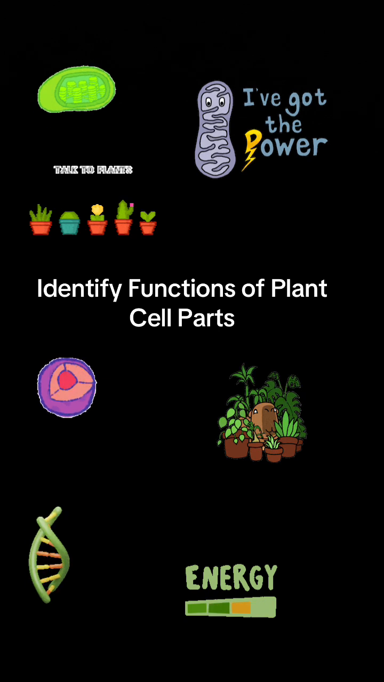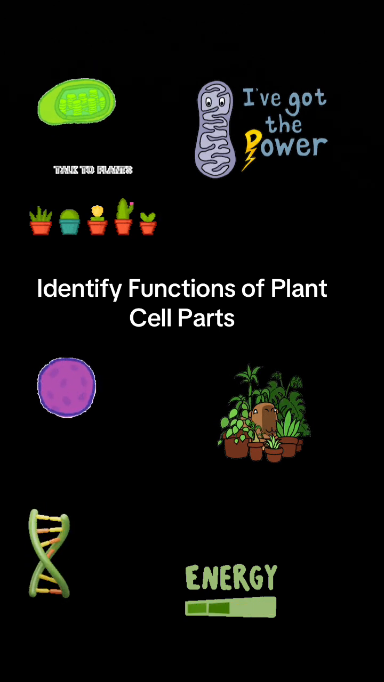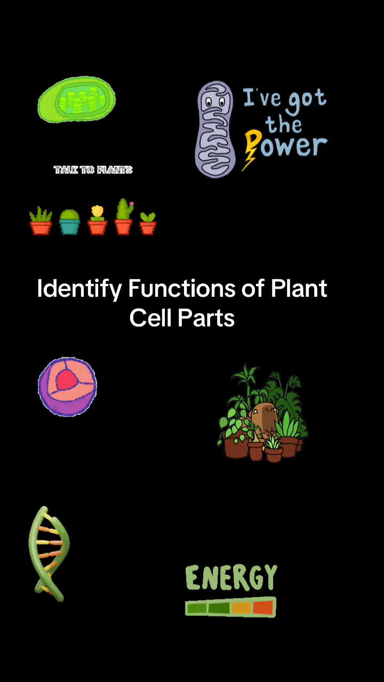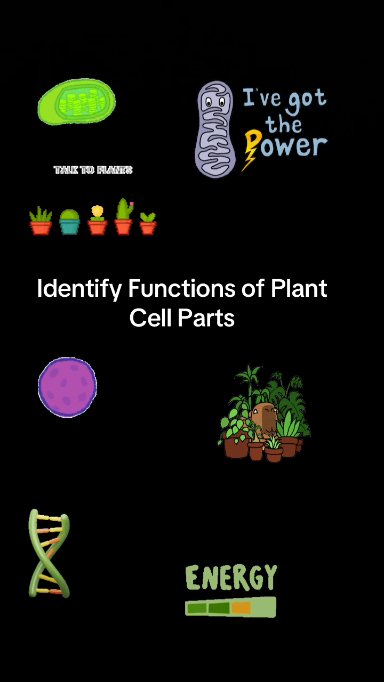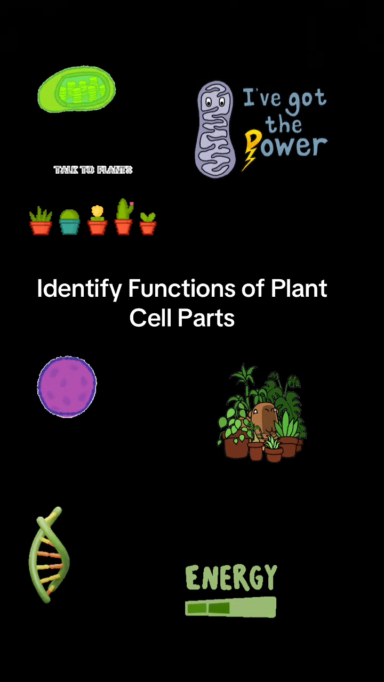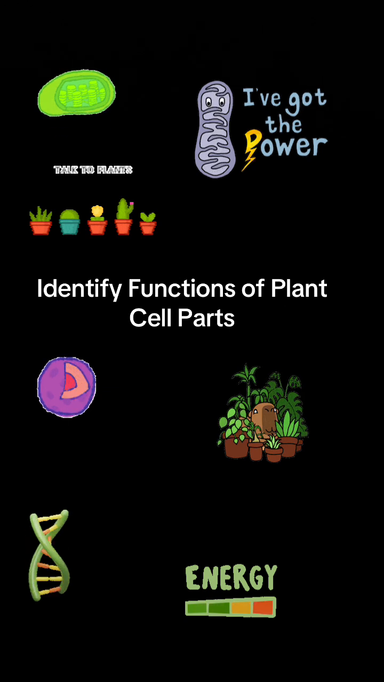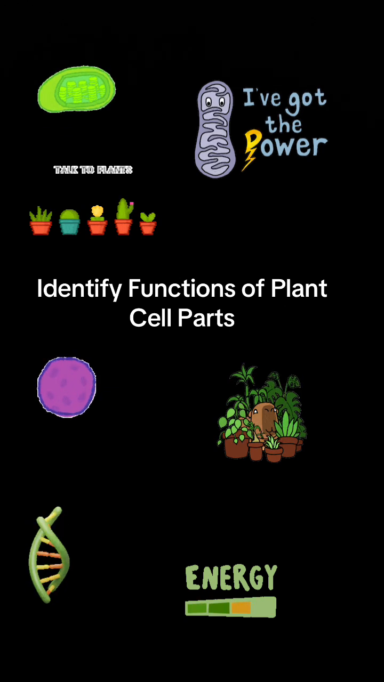Mitochondria is known as the powerhouse of the cell, producing energy through cellular respiration. The endoplasmic reticulum is a network of membranes involved in protein synthesis and transport. The Golgi apparatus is flattened sacs that package and distribute proteins and other molecules.